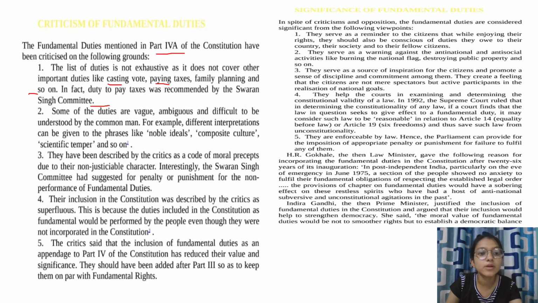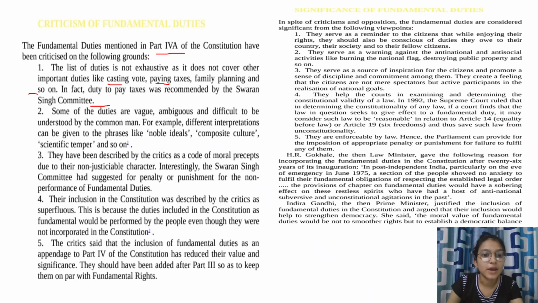Even the Swaran Singh committee recommended that this should be included, but the Congress government denied that, because in that period people were not that financially stable to pay taxes, and also the fundamental duties were themselves a new thing. Therefore, if we made it more strict for people, it would be impossible for them to adhere to it. That's why they rejected the recommendation.